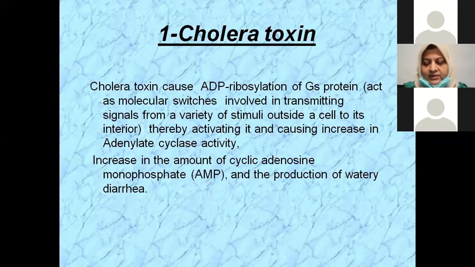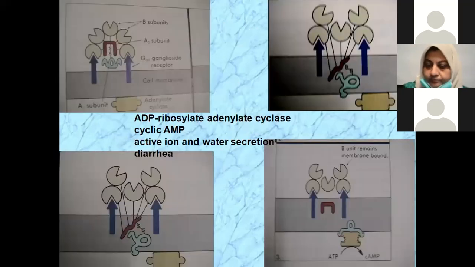So it gets activated, and then when the toxin causes the addition of ADP ribose to this GS protein, it suddenly becomes hyperactive, and it causes an increase in adenylate cyclase activity, and in turn it increases cyclic AMP, and it results in production of watery diarrhea. Huge voluminous diarrhea is caused by this type of toxin. So this is how it works.